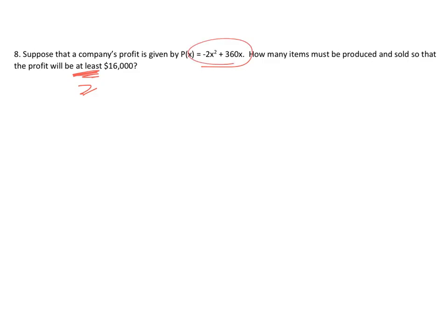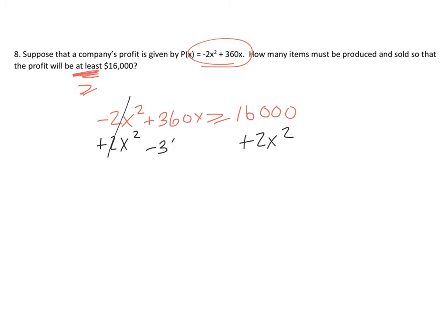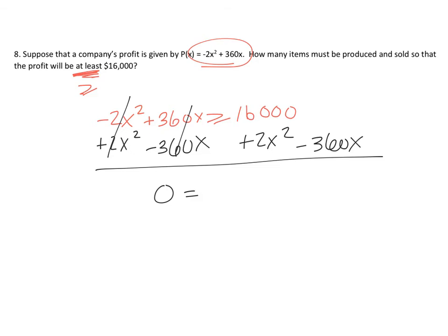So I'm going to take my equation, negative 2x squared plus 360x, and make it greater than or equal to 16,000. I'm going to realize that x squared likes to be positive and the other side equal to 0. So I'm going to move everything over to the right side of this equation to make it equal to 0. For now, I'm going to ignore the inequality sign and write it as 2x squared minus 360x plus 16,000, I'm sorry.